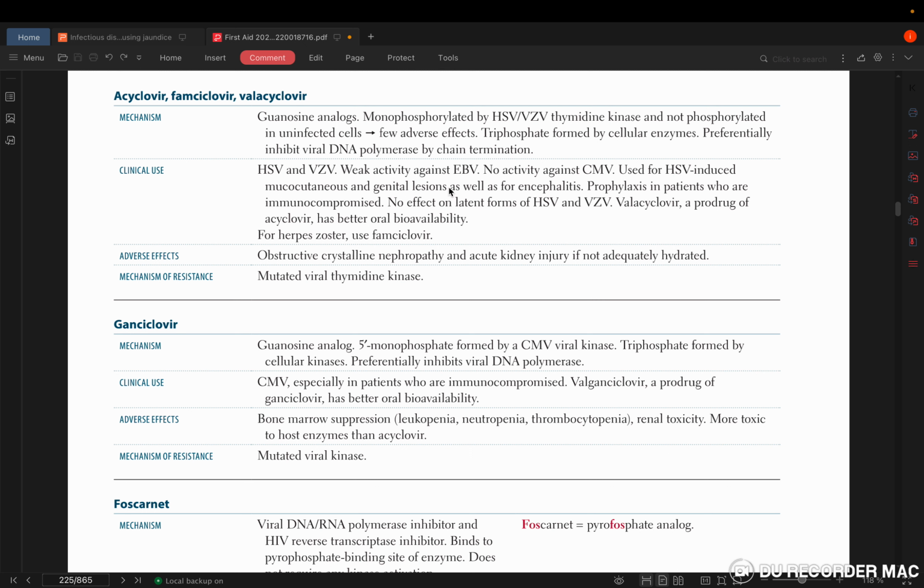Prophylaxis in patients who are immunocompromised. No effect on the latent forms of HSV and VZV, which means if the herpes was just sleeping in my trigeminal ganglia, will the acyclovir help it, or will it be just a stupid idea to take it? It will not help, but it will decrease the chance of it actually becoming reactive, but it will not lead to treatment. Guys, do we have a vaccine against herpes?